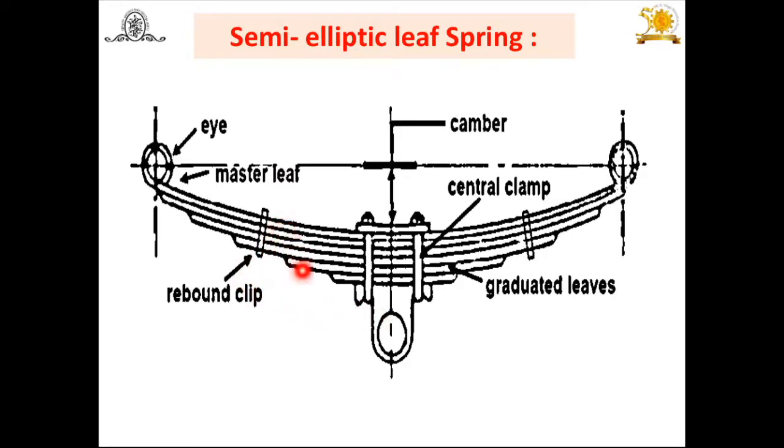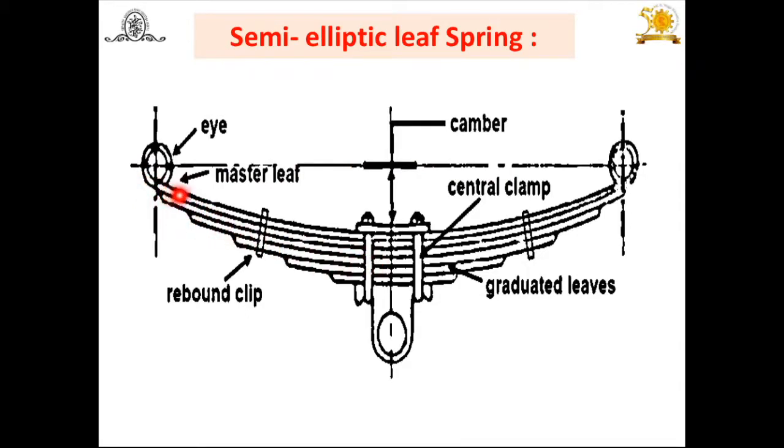It consists of a number of flat plates given a small curvature. Generally they are called leaves. Here you will find one is the longer one, having the maximum length, known as the master leaf, which is bent at the end. This curvature at the end given to the master leaf is known as the eye, and this eye helps to fit it to the body part of the vehicle.